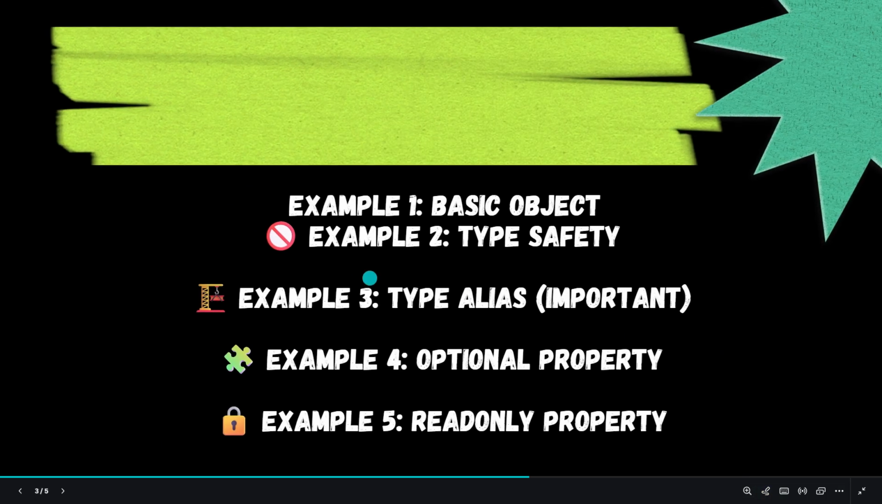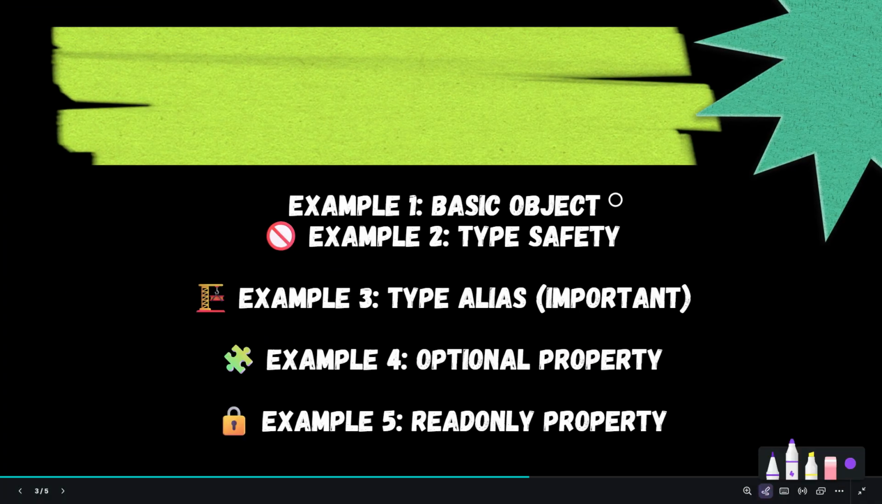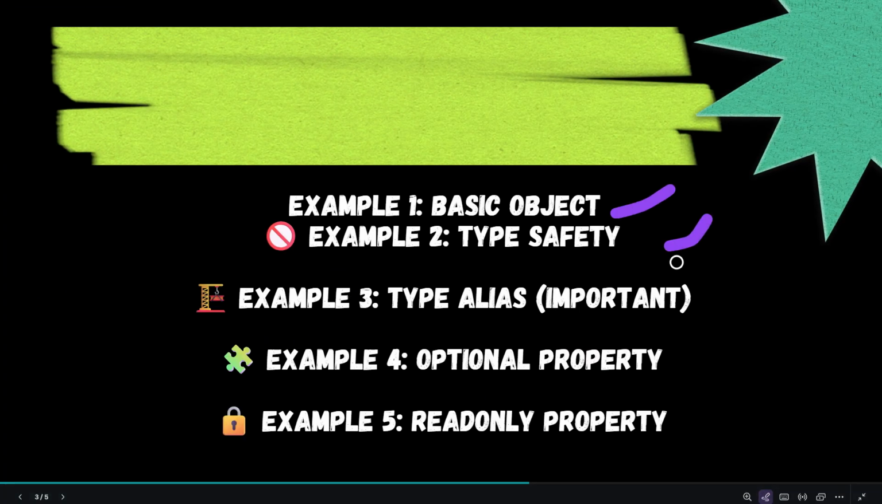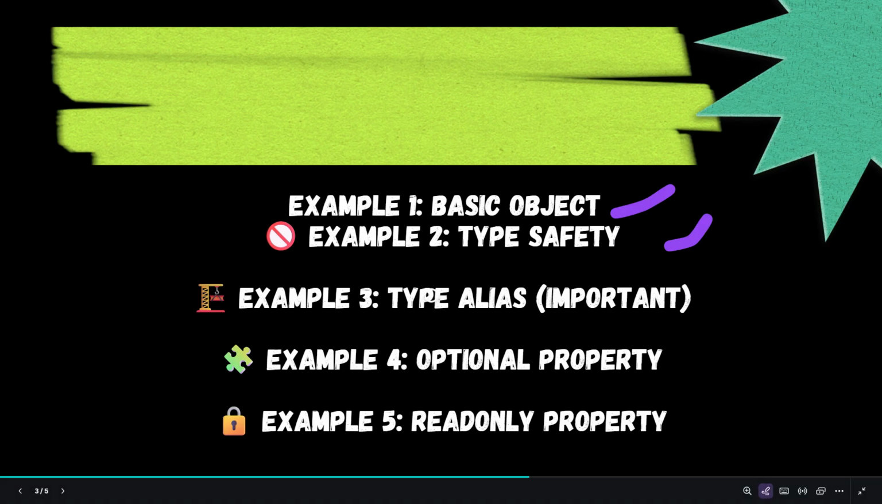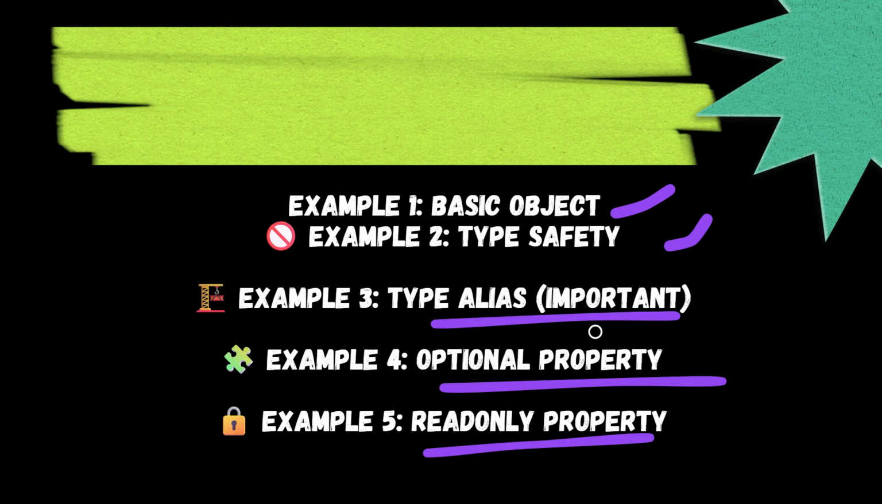Okay, we have the examples: basic object, then type safety, then example 3, example 4, example 5, type alias, optional properties, and read-only properties with object. So let's go to VS Code and check all that.